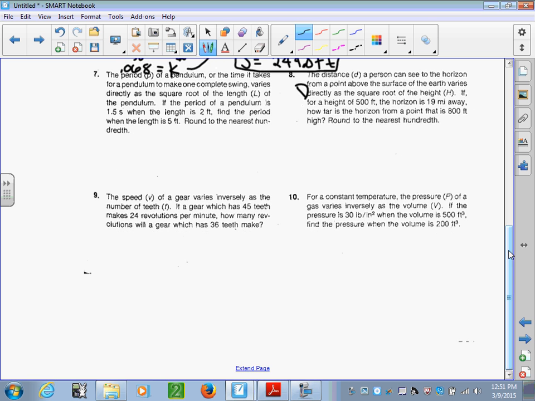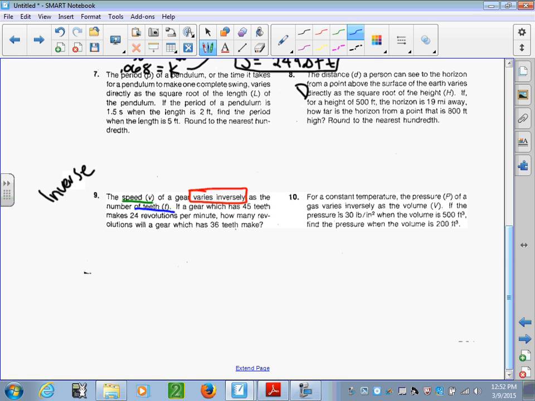Okay? Alright, so then let me do an example of an inverse. Inverse is number 9. I'll do number 9. Okay, so the speed V of a gear, so V of a gear varies inversely as the number of teeth.